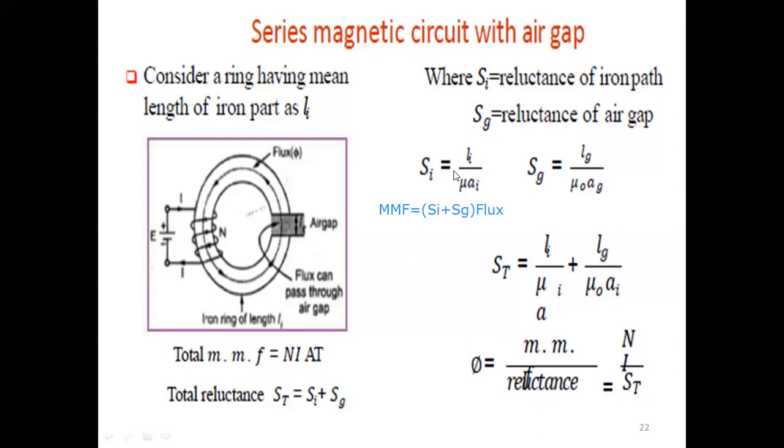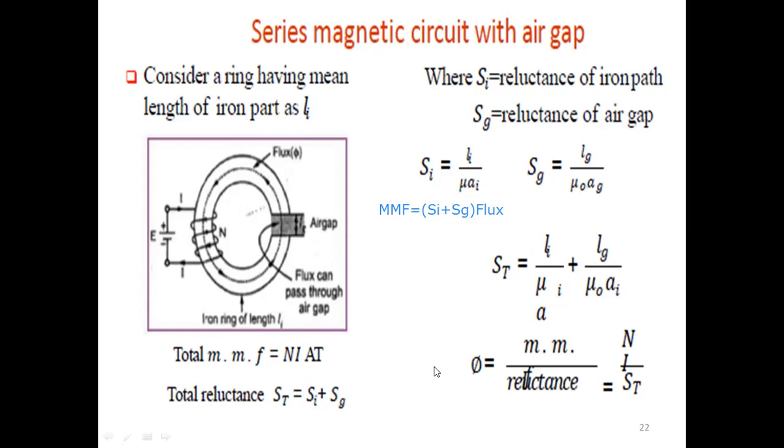Next line, write down where: SI equals Li divided by mu Ai, and SG equals Lg divided by mu naught Ag.